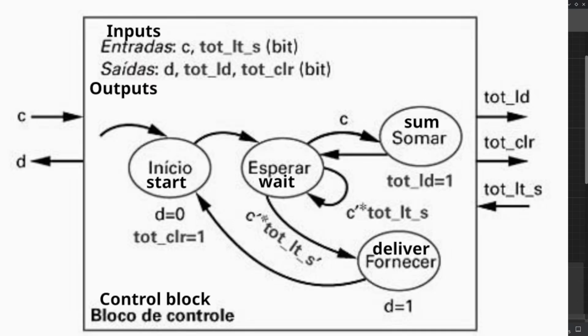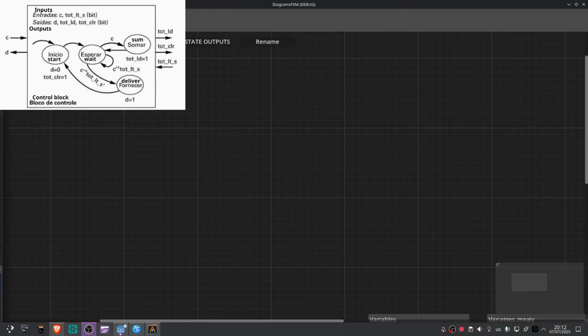Here we have a control block for a solder machine. It receives coins as well as the TOT register state to deliver a solder. It also receives whether the sum of the coins is less than the TOT register. What we want is to implement this block in VHDL using the tool. Let me make it small.